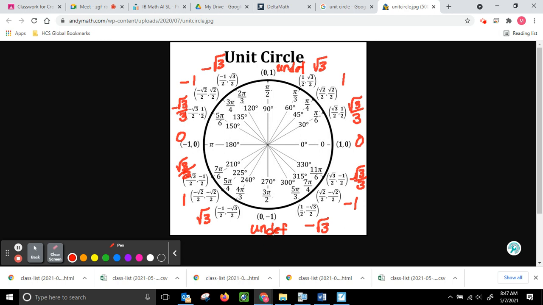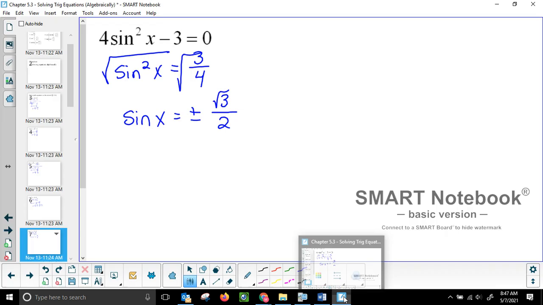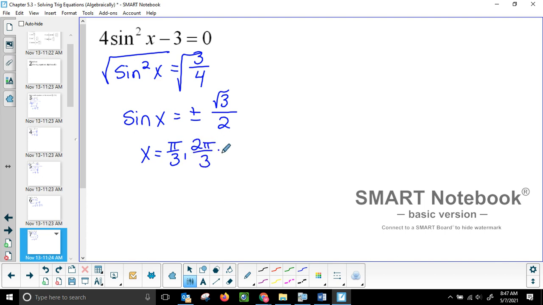All right, sine, of course, is y. So here we have square root of 3 over 2 at pi over 3, square root of 3 over 2 at 2 pi over 3, negative square root of 3 over 2 at 4 pi over 3, right? And negative square root of 3 over 2 at 5 pi over 3. So those will be all of my solutions. So x is equal to pi over 3, 2 pi over 3, 4 pi over 3, and 5 pi over 3. And we're done.